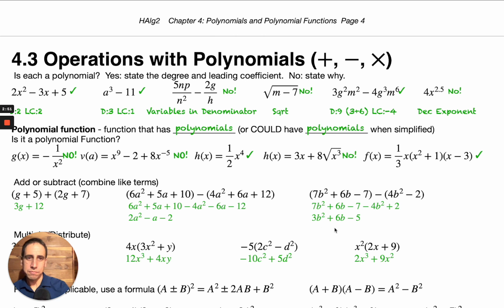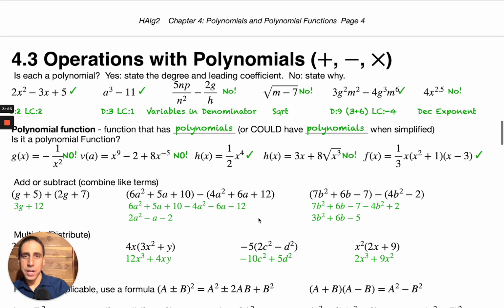The quadratic terms combine, the linear terms combine, and the constant terms combine to get a squared minus a minus 2. Same thing here. Got to remember to flip those signs. Subtraction becomes addition, addition becomes subtraction. And so when you're distributing the subtraction here, you can drop the first set of parentheses, but remember to distribute the subtraction here. You get 7b squared plus 6b minus 7 minus 4b squared plus 2. And then you can combine the like terms. Combine the quadratic terms to get 3b squared. The 6b stays the same, and then -7 and plus 2 becomes a -5.